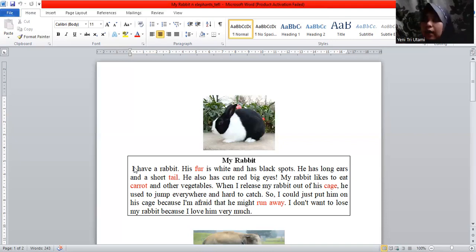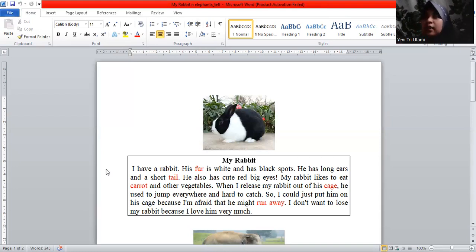Okay, so I have a rabbit. His fur is white and has black spots. He has long ears and a short tail. He also has cute red big eyes. My rabbit likes to eat carrots and other vegetables. When I release my rabbit out of his cage, he used to jump everywhere and is hard to catch. So I could just put him in his cage because I'm afraid that he might run away. I don't want to lose my rabbit because I love him very much.